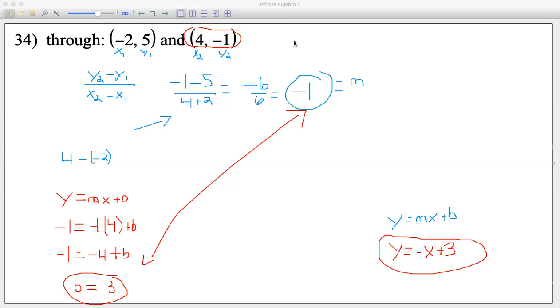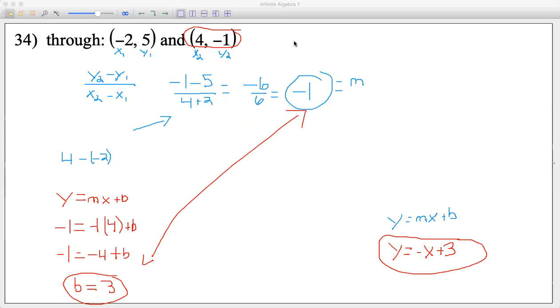Not x. What's the slope of this line? What's the slope of this line? Okay, take a deep breath. Y equals mx plus b, yes? In that equation, y equals mx plus b, what's the slope? M. So what's the slope of this line?